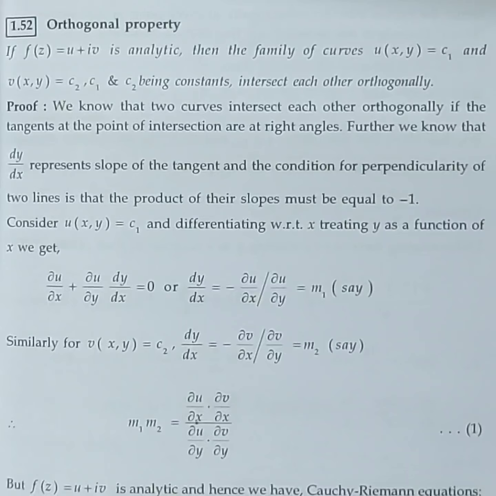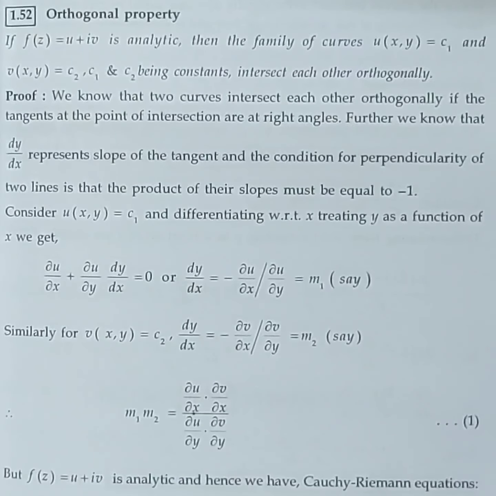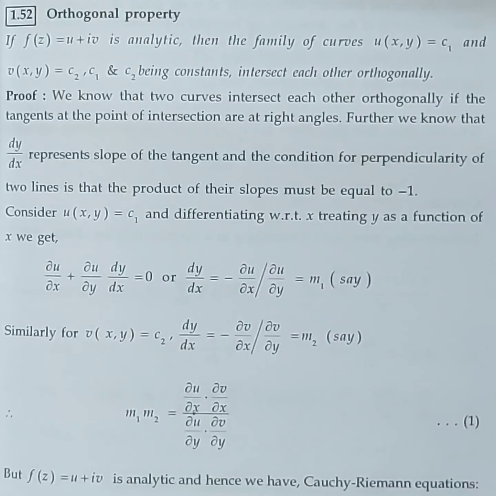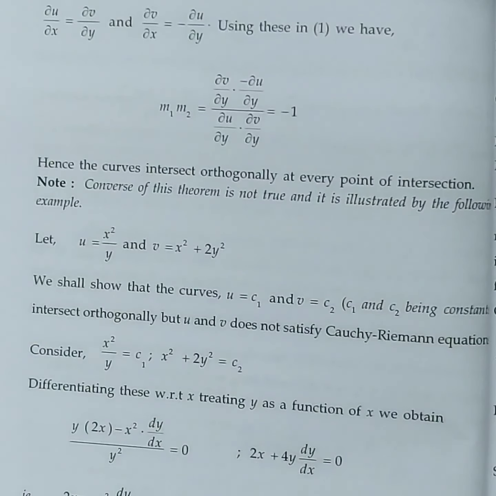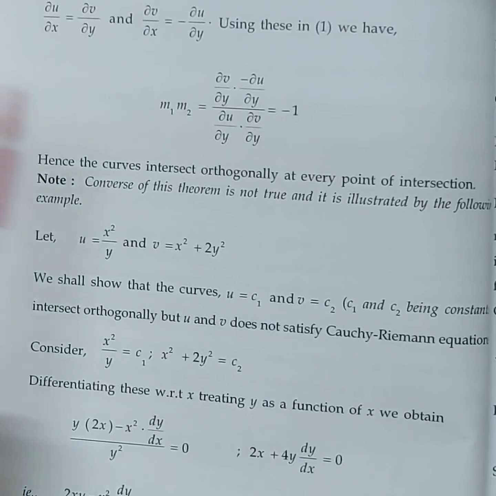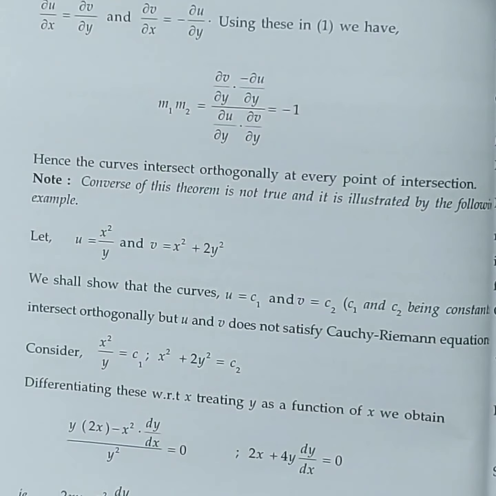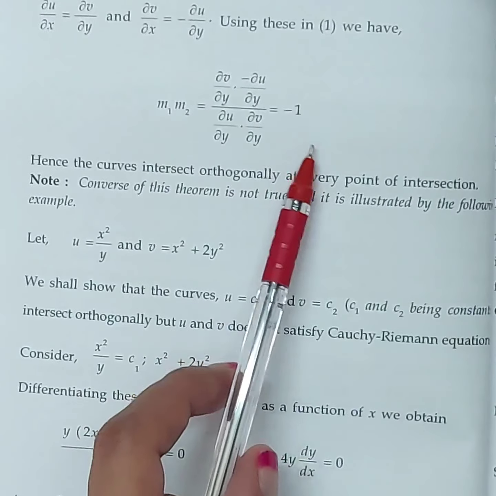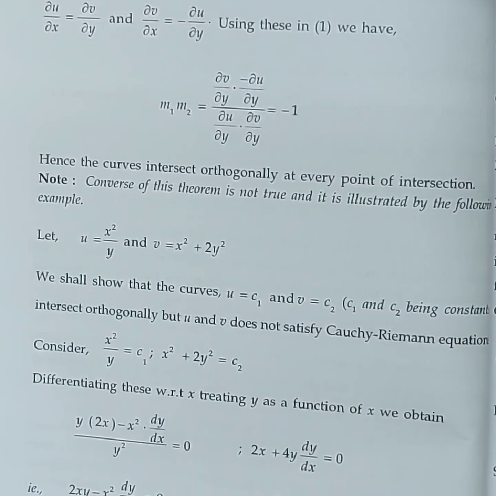Now m1 into m2. So I'm multiplying these two. We are getting del u by del x, del v by del x in the numerator, and del u by del y into del v by del y in the denominator. Okay. Now we know that if the function is analytic, it satisfies CR equations. So we are going to substitute CR equations. Either you substitute only for the numerator or only for the denominator, so that it will get cancelled. And if you see this, we have changed only the numerator. So del v by del y into minus del u by del y. So we used CR equations: ux is equal to vy and uy is equal to minus vx. So all the terms will get cancelled and we will get minus 1. So this is the proof that the curves intersect orthogonally at every point of intersection.